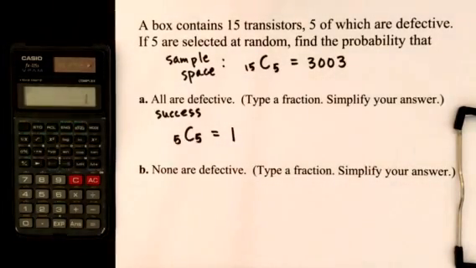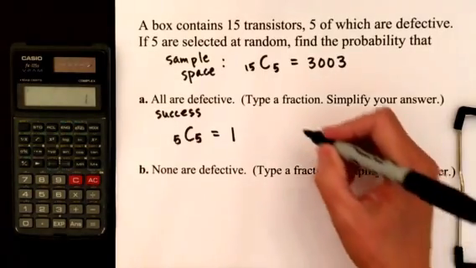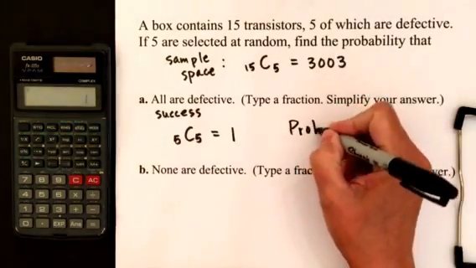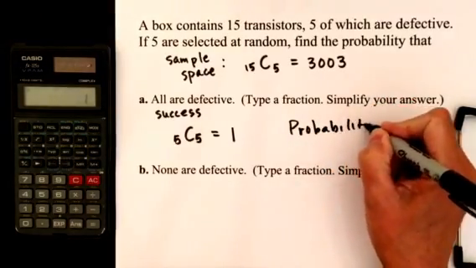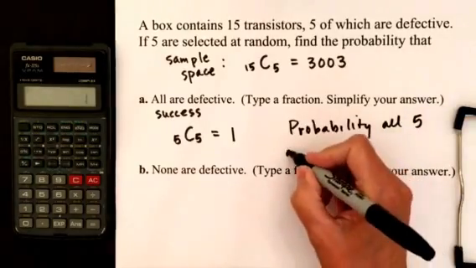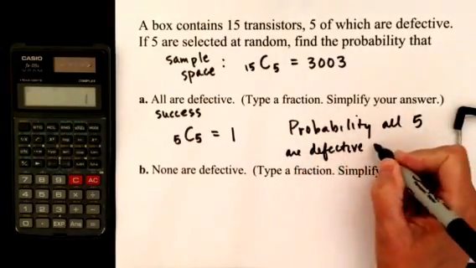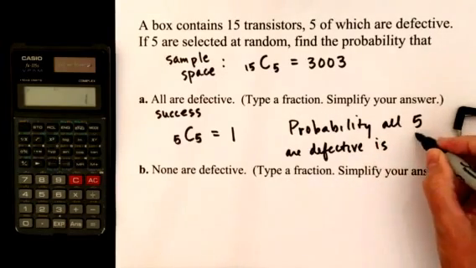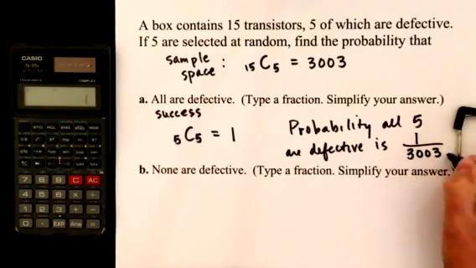So the probability that all 5 are defective in this selection is 1 over 3003.